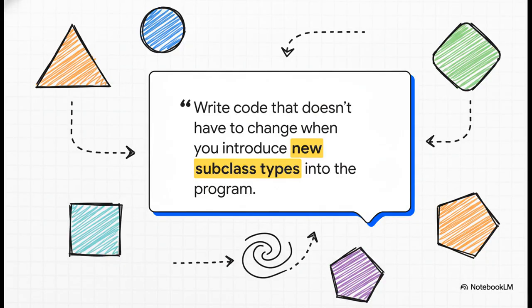This quote from the source material just nails it. The ultimate goal is to write code that doesn't have to change when you add new types of things to your program. You should be able to add a new pentagon shape to our example without having to go back and rewrite your main logic. You just add the new class, and the existing polymorphic code just handles it.